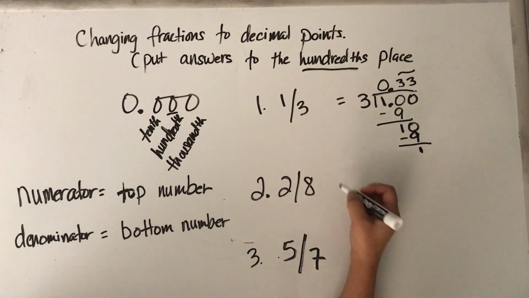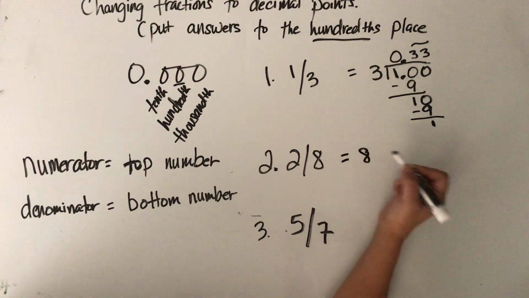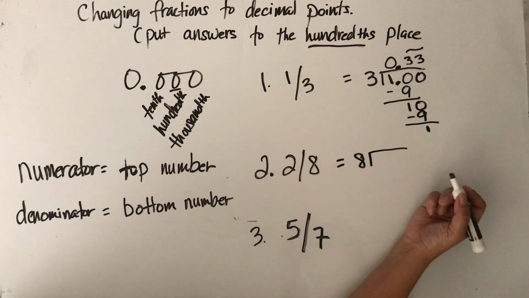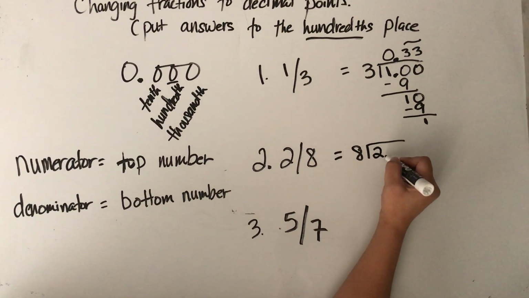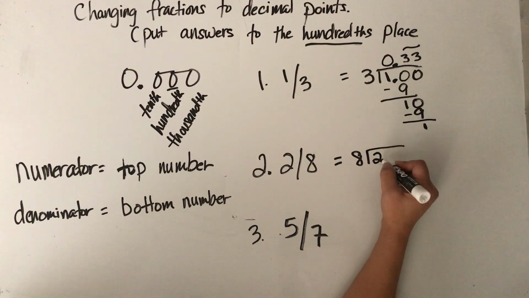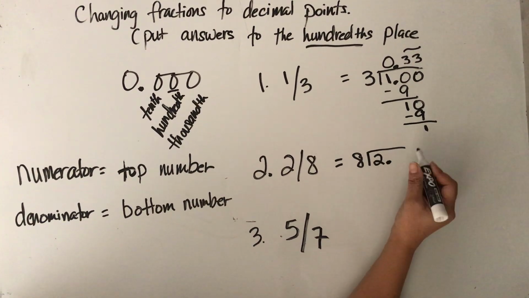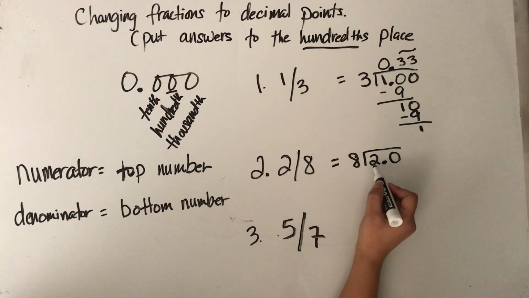Okay, number 2, same process. You want to take the denominator and put it outside. Put your division sign here, and then you put your numerator here. So denominator in the front, and then numerator in the inside. Okay, you want to add the decimal point here, and then the 0, because 8 cannot go into 2.